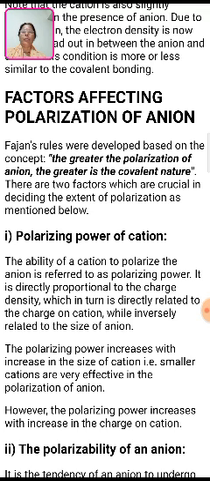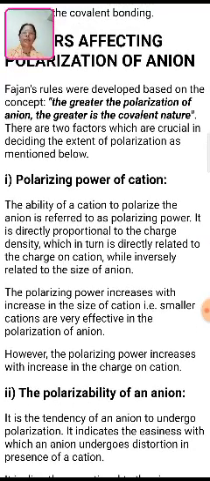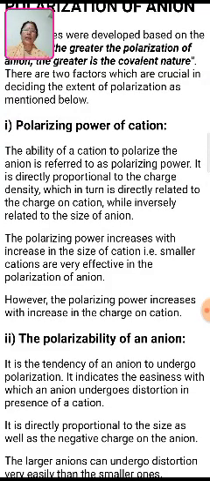First, it is the polarizing power of the cation. The ability of a cation to polarize the anion is referred to as polarizing power. It is directly proportional to the charge density, which in turn is directly related to the charge on the cation, while inversely related to the size of the cation. Thus, the polarizing power increases with decrease in the size of the cation. Smaller cations are very effective in the polarization of anions. Also, the polarizing power increases with increase in the charge on the cation. So, this is very simple: the polarizing power depends on the charge and size of the cation.